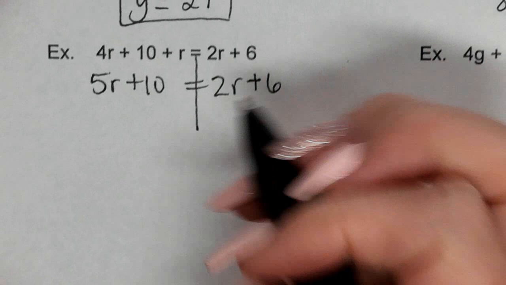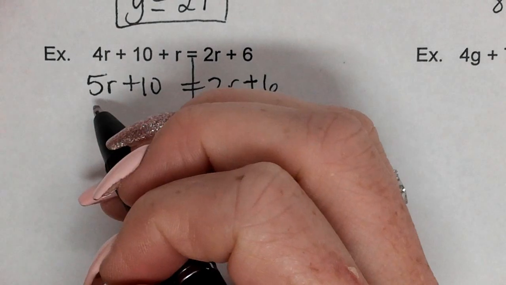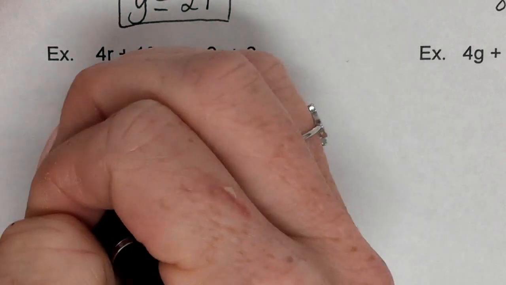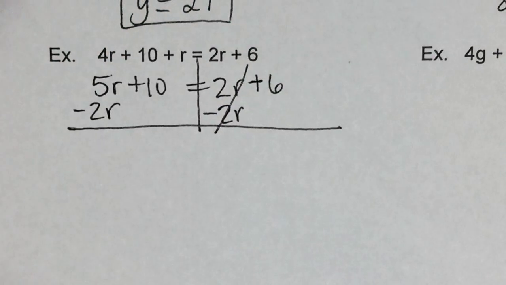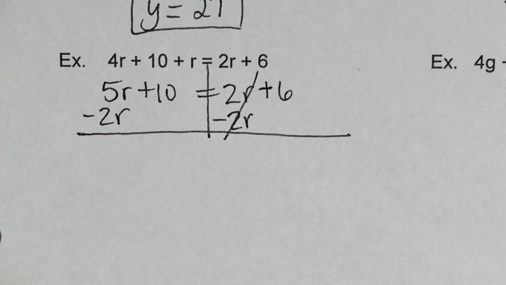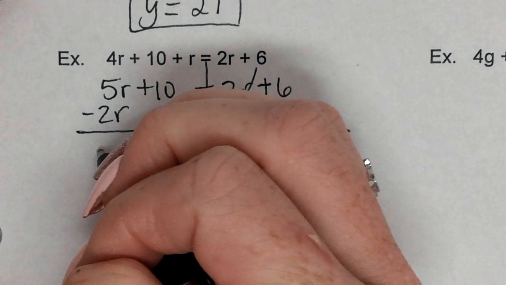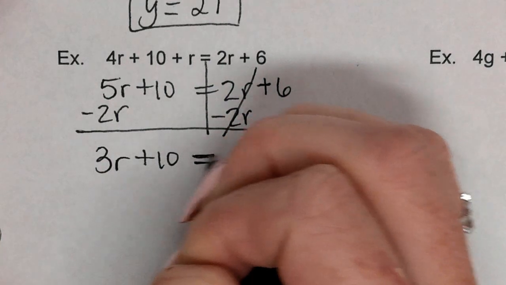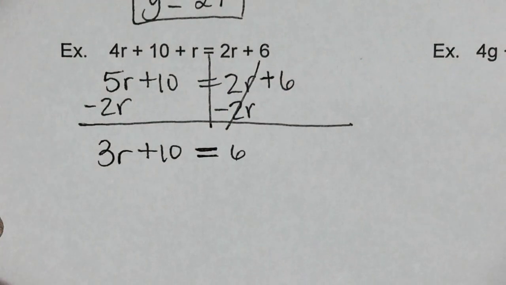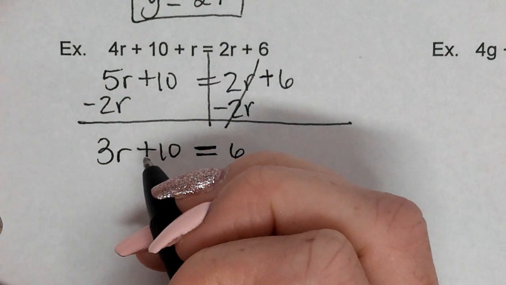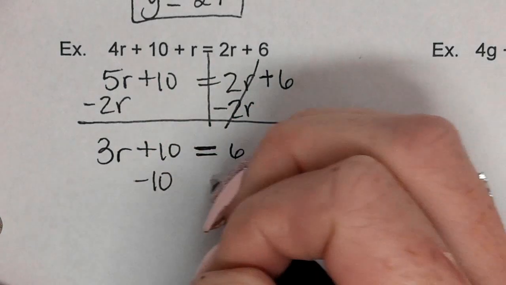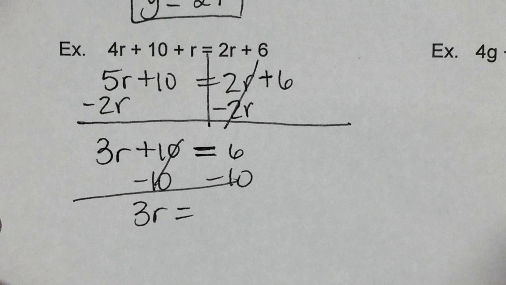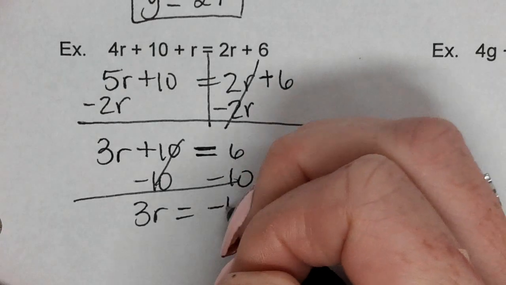Okay, so let's go solve. I need to get all the r's to the left. So I need a 2r minus 2r. 5r minus 2r is 3r plus 10 equals 6. Are y'all with me? I'm going to get rid of the constant by subtracting. So I have 3r equals, and 6 minus 10 is negative 4.